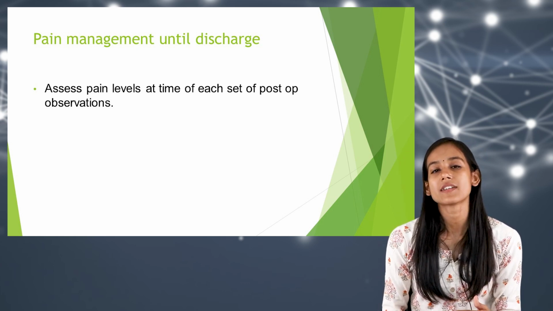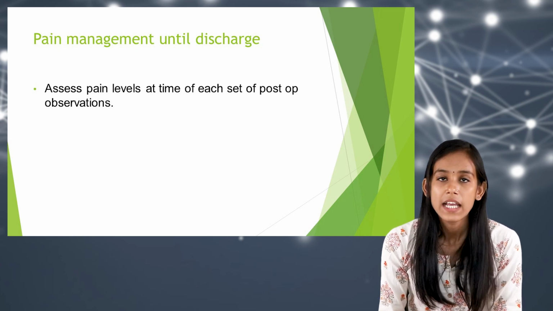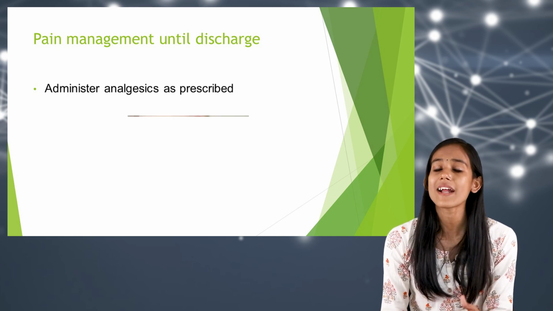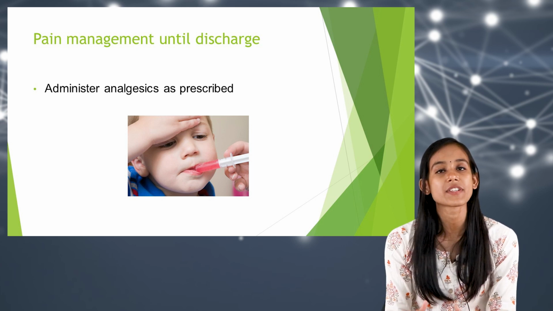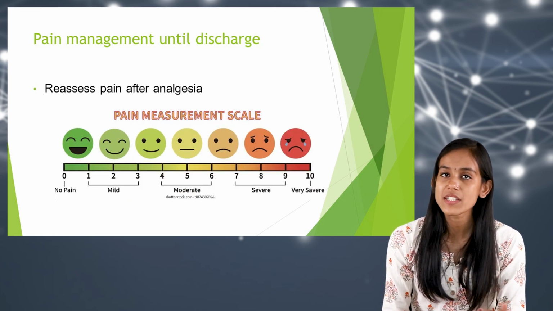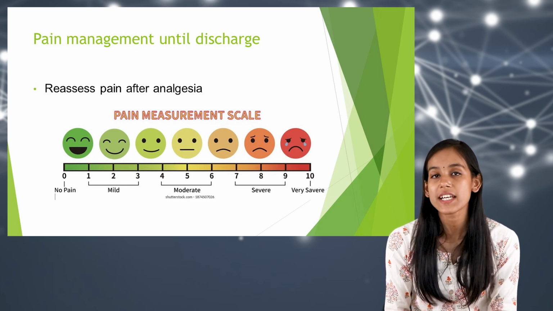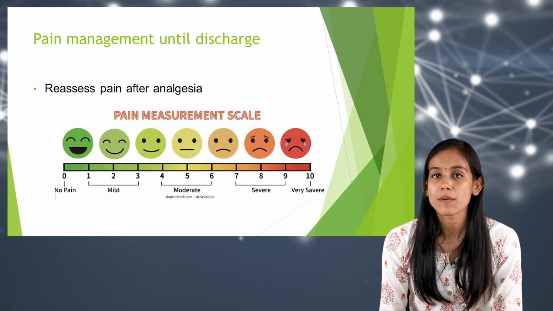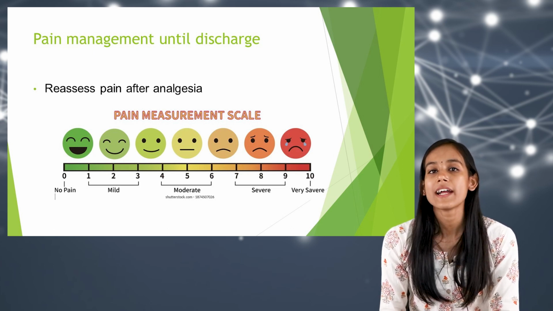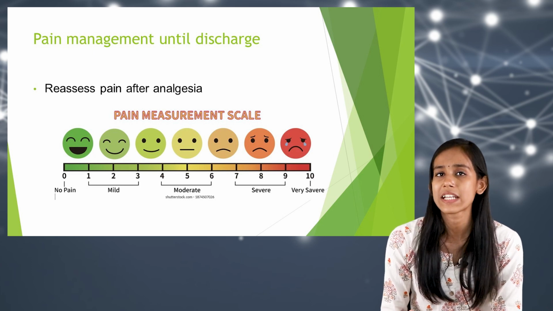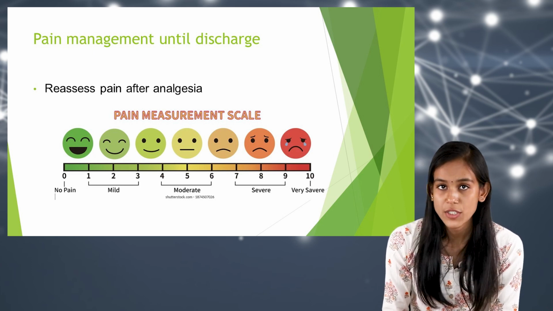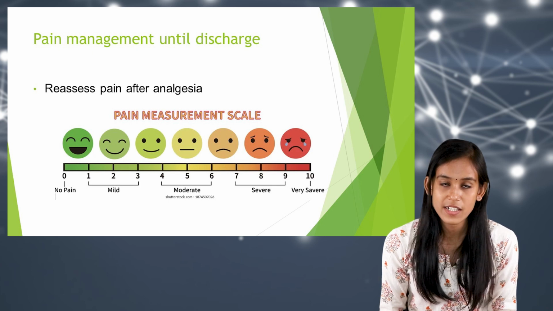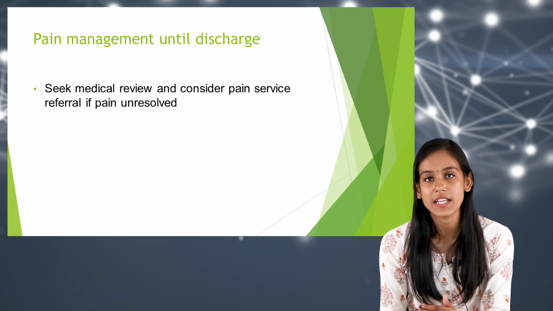Whenever you are assessing the child, at each observation you should assess the pain score of the child, and then you have to administer the analgesics if it is prescribed. Once you have administered the analgesic, it is very important to reassess the pain score after providing it, so that we would come to know whether the analgesic is working or not, and whether the pain is very severe and not reducing. And if you find that even after giving analgesics the pain is not reducing, then you have to seek medical review.